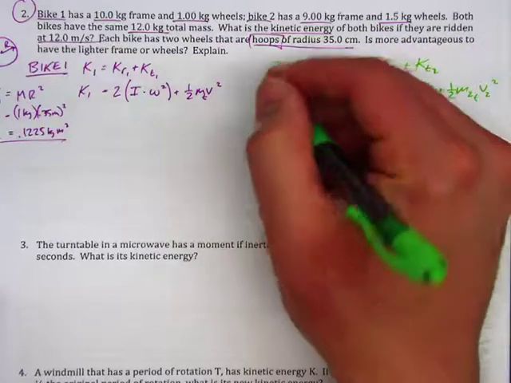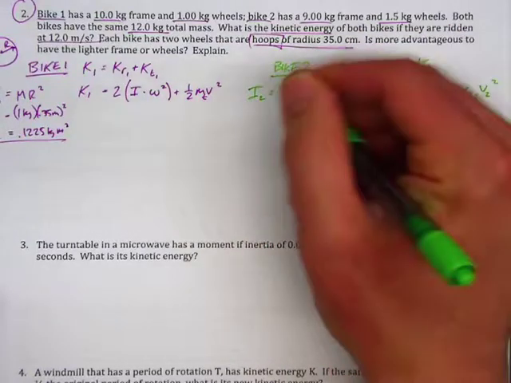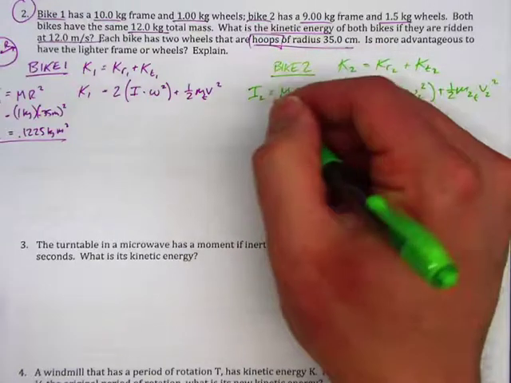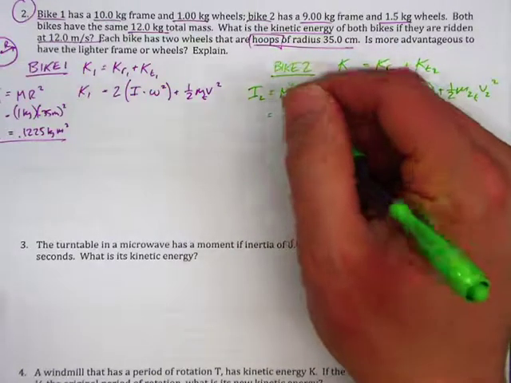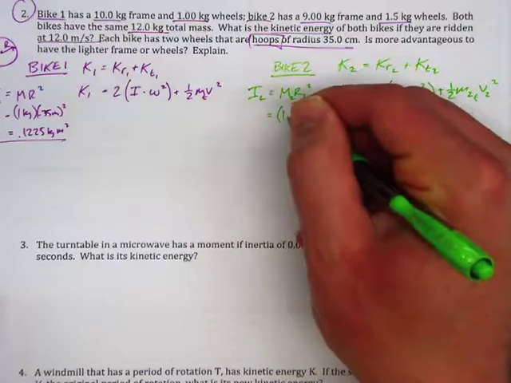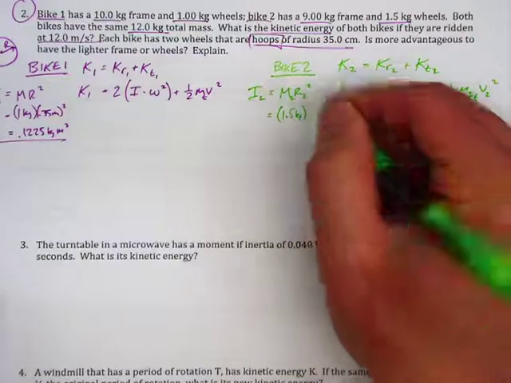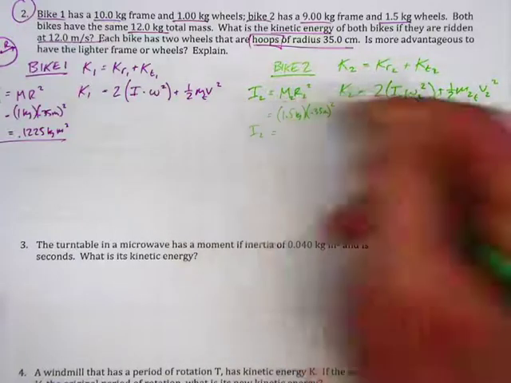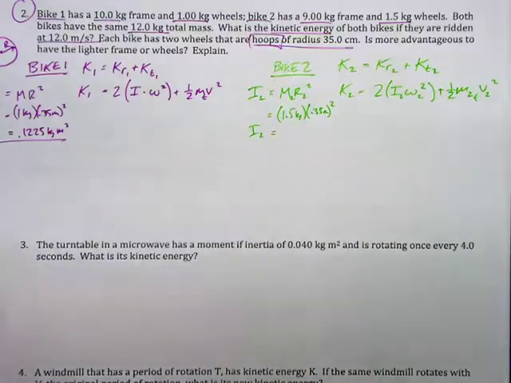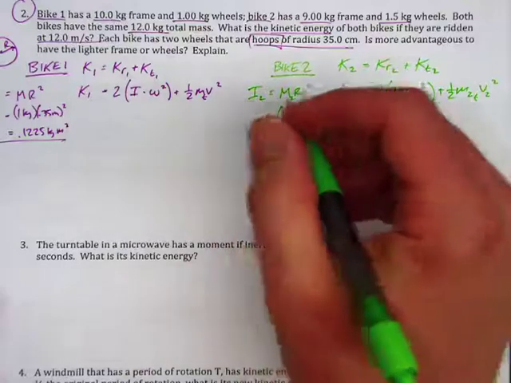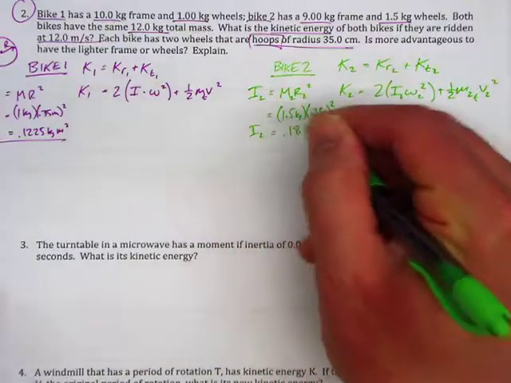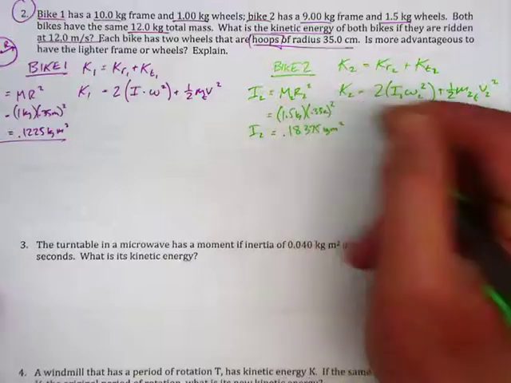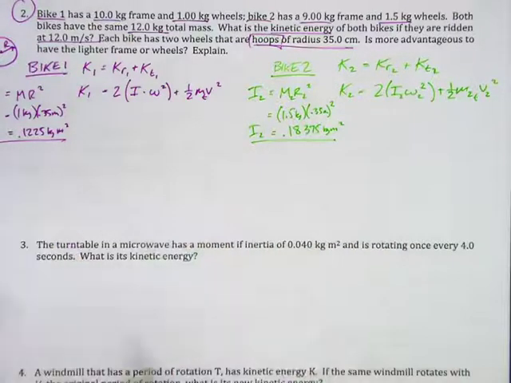Let's do the same thing for bike 2, where we have a slightly different mass, so it's going to have a slightly different moment of inertia. They're also hoops, m2 r2 squared. The radius is the same, but this will be 1.5 kilograms times 0.35 meters squared. So the moment of inertia of the tires on the second bike is 1.18375 kilogram meters squared. So, a greater moment of inertia and a smaller moment of inertia.